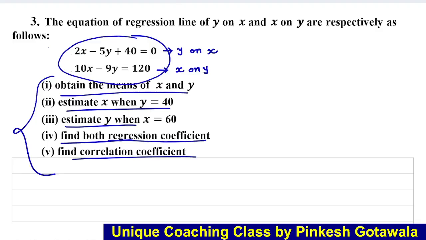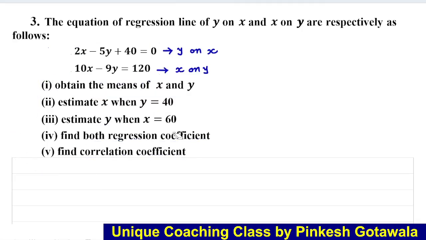Whenever regression lines are given, they will ask a maximum of 5 questions. So here I have taken every question which can be possible when they give two regression lines. When there are two regression lines, a maximum of these 5 types of questions can come. We have taken all of them. So now let's start to solve.